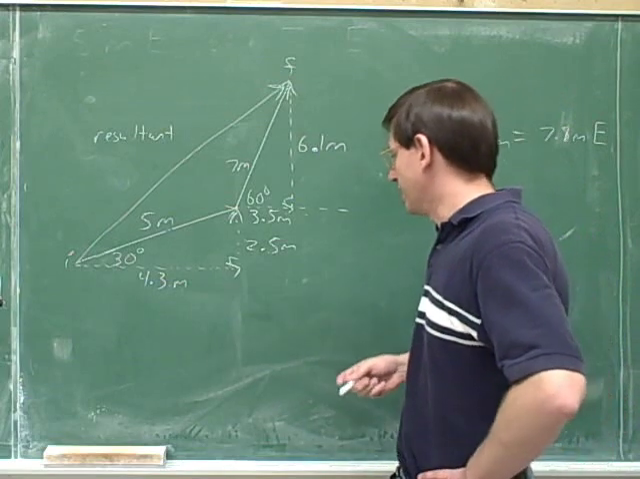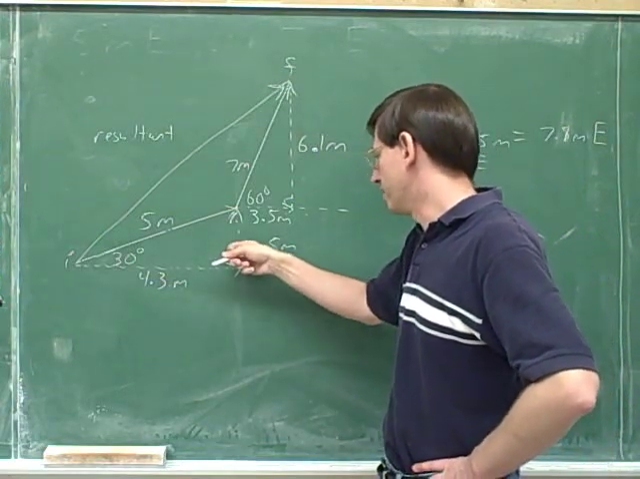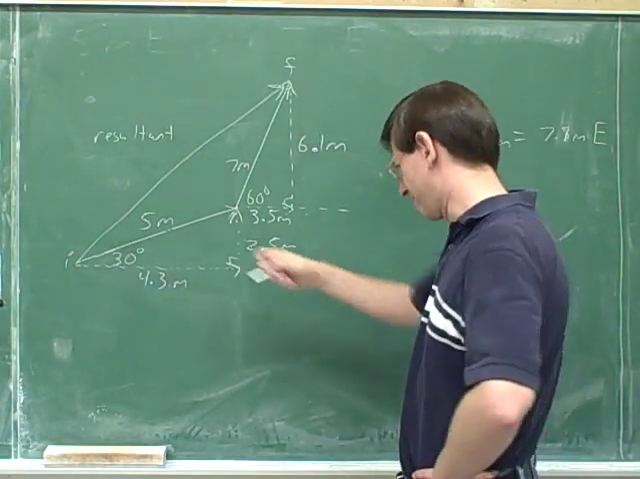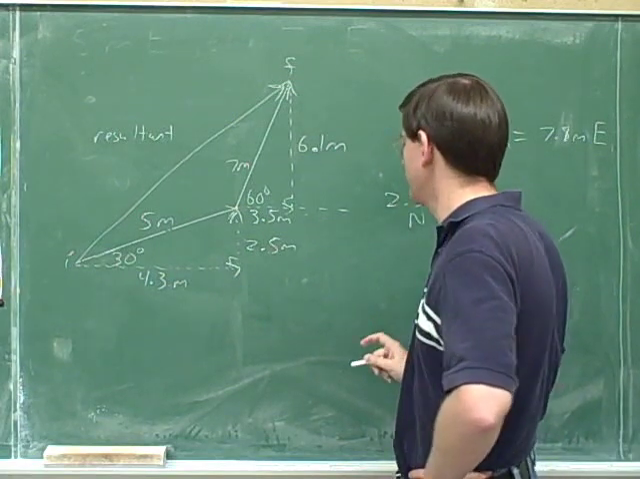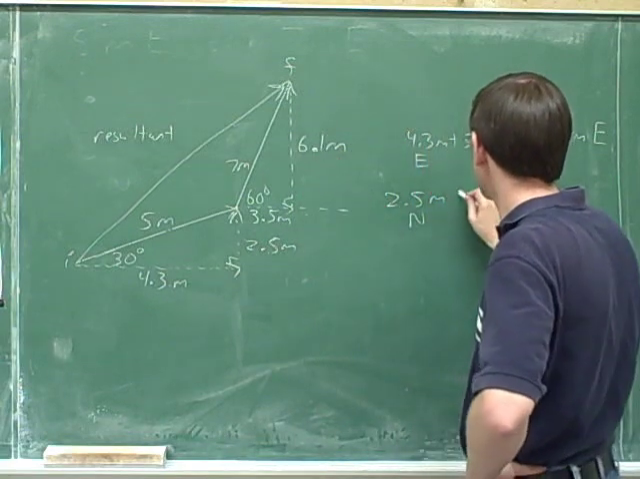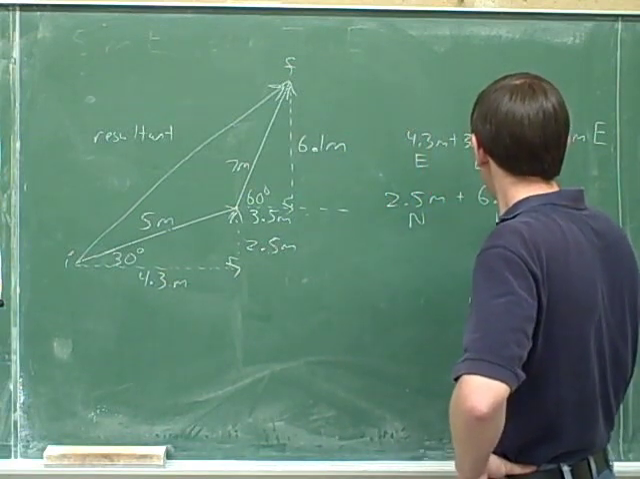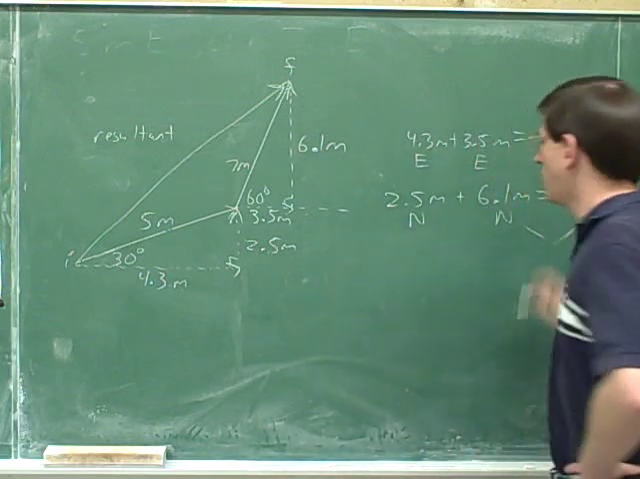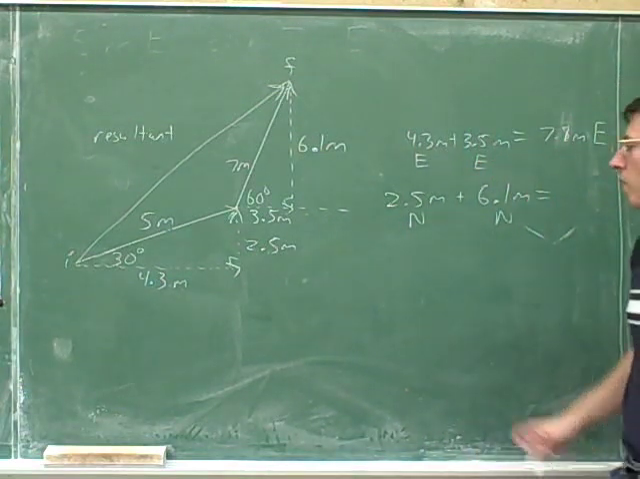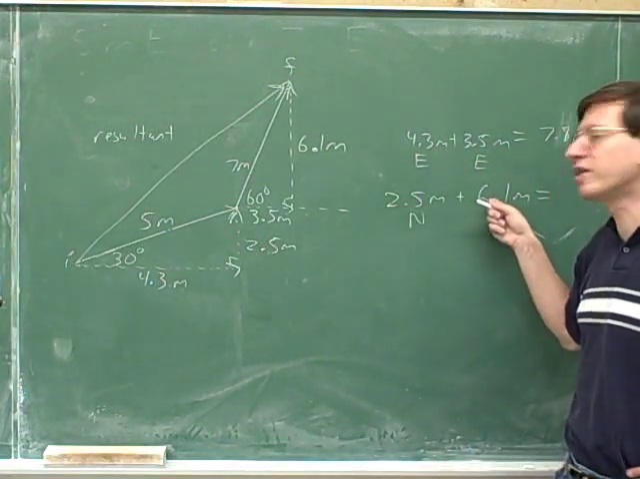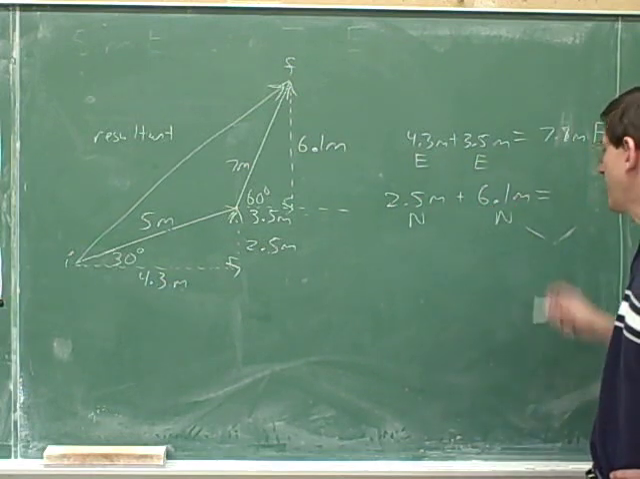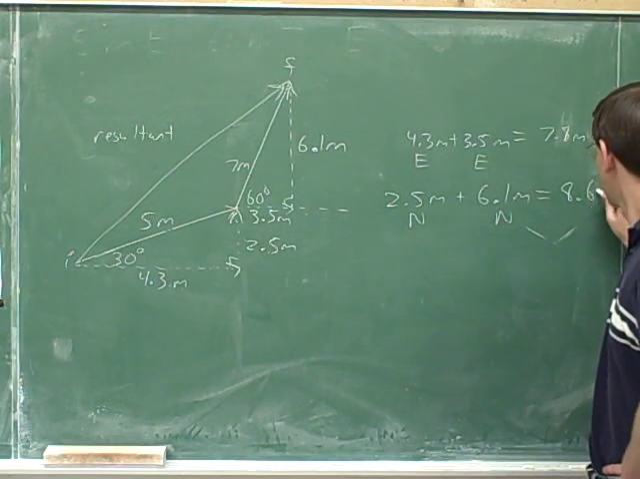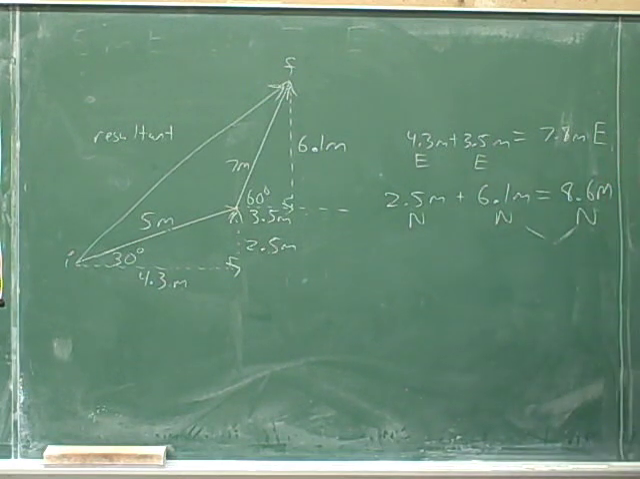Then how about the vertical components? Well, we know we walked 2.5 meters north for this leg of the journey, and then another 6.1 meters north for this leg of the journey. So how far in total have we walked north? Well, these two legs of the journey are now parallel again. If you walk 2.5 meters north and 6.1 meters north, ultimately you'll be 8.6 meters north of where you started.